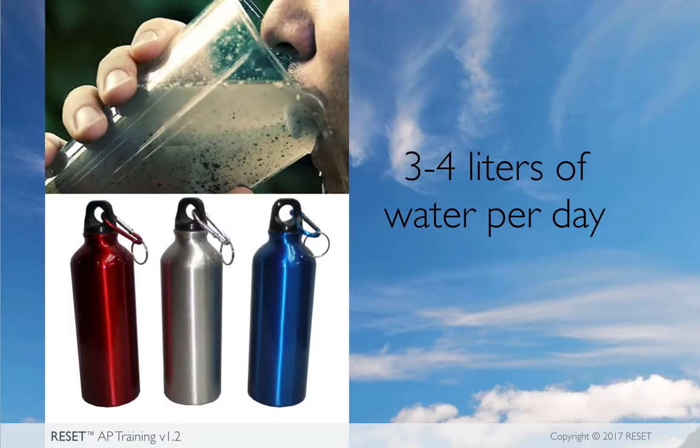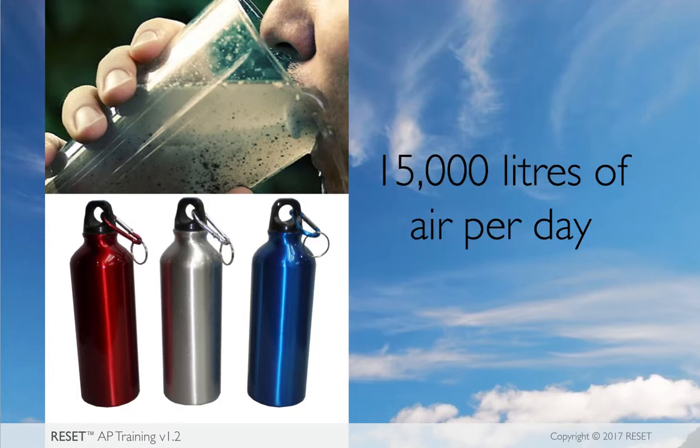So let's use the analogy here, or comparison rather, of water for 1 second. It is recommended that we consume 8-ounce glasses of water per day. That's 3 or 4 liters of water per day in order to maintain health, as mentioned. And yet, in comparison, we actually breathe 15,000 liters of air per day. So in comparison, that's a lot more.